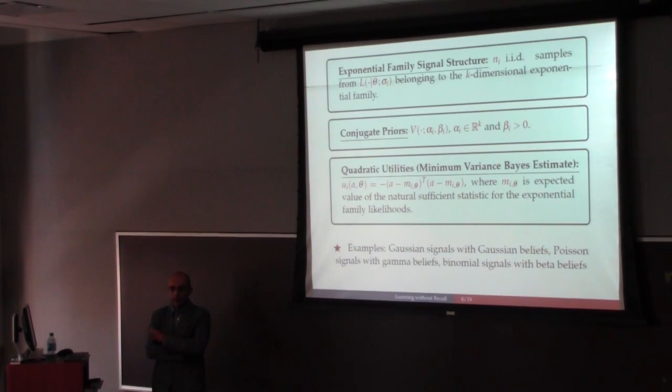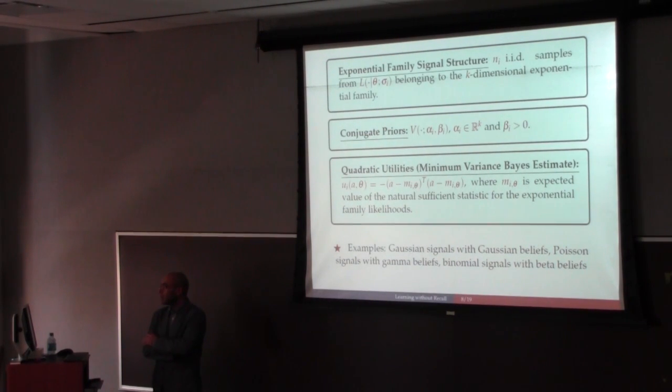So if you observe a signal that has a Poisson distribution, and your belief about the parameter belongs to the gamma distribution, then once you do the Bayes update, you get back another belief that belongs to the gamma family. So the structure is preserved, and this structure preservation goes back to the conjugacy relation between the gamma distribution and the Poisson distribution. Same thing with binomial signals and beta beliefs.